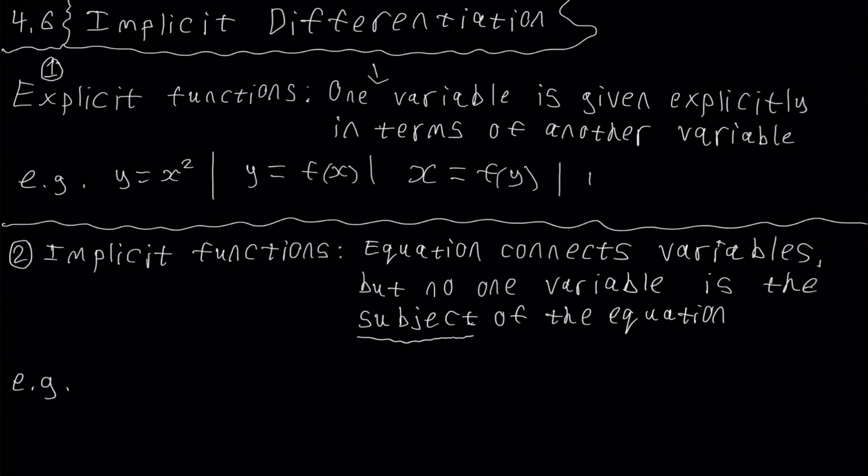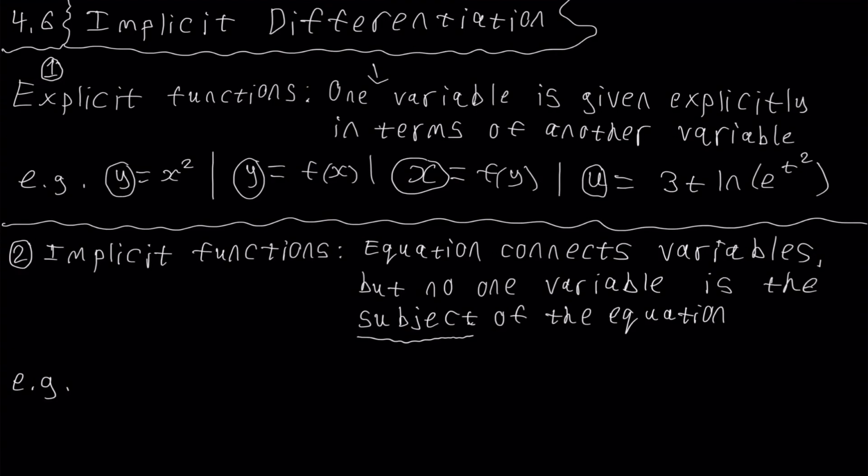We could even have, I don't know, u is equal to 3 times t times the natural log of e to the t squared, which would actually just end up cancelling to be t squared, but regardless, you still get the point. Here u is given explicitly in terms of some function of t. For implicit functions, your equation will connect your variables, but you're not going to have any one specific variable be the subject of the equation like they are here, here, here, and here.